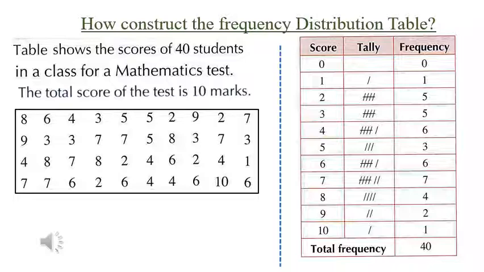No student gets 0 marks, so the frequency of 0 is 0. Only one student gets 1 mark, so the frequency of 1 is 1. There are 5 students who get 2 marks, so the frequency of 2 is 5. And 3 is repeated 5 times, so the frequency of 3 is also 5. And 4 is repeated 6 times, so the frequency of 4 is 6, and so on. In this table, the total frequency is 40. Total frequency is equal to the number of data.